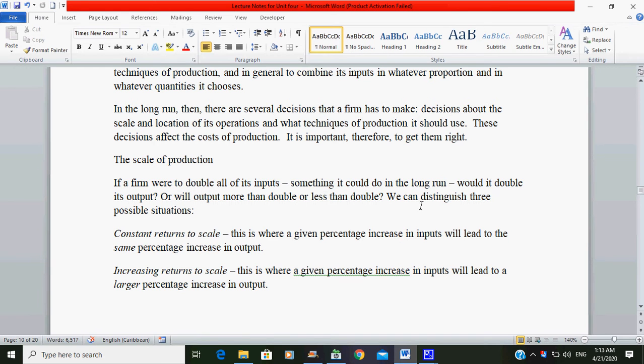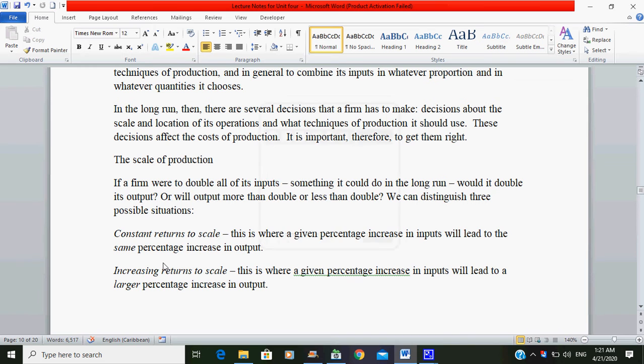We can distinguish three possible situations as relates to scale of production. First one, constant returns to scale. This is where a given percentage increase in inputs will lead to the same percentage increase in output.